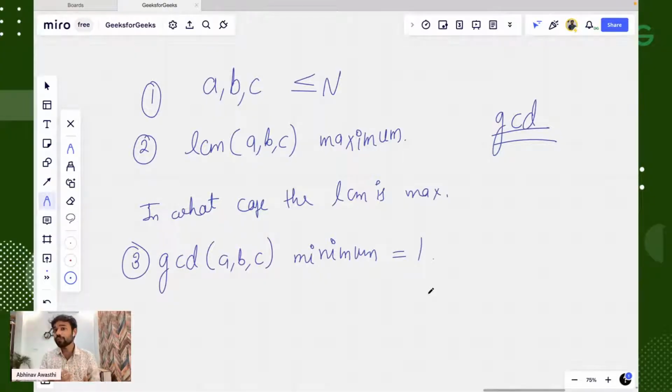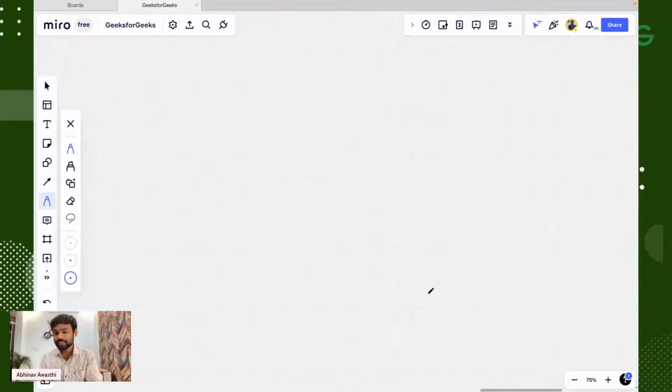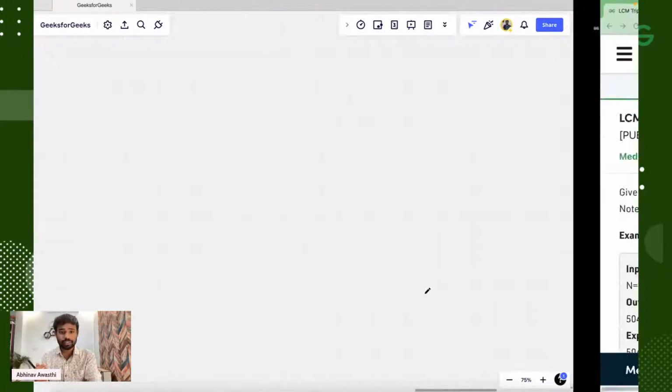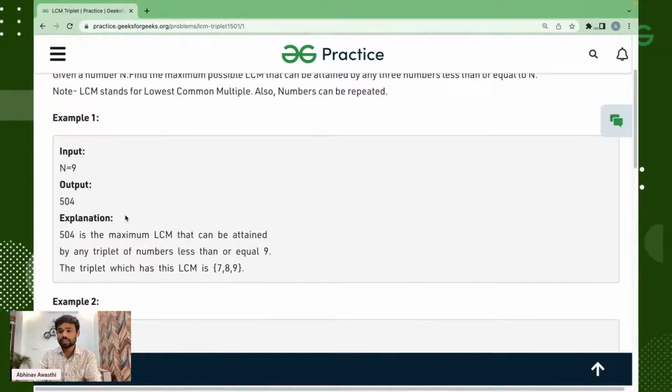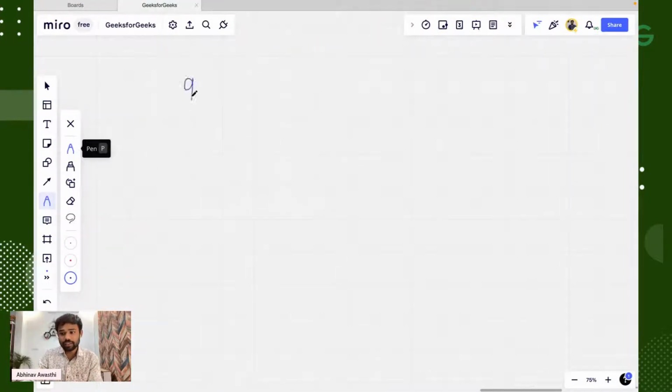Let's see what we are trying to do here. If we take the first case, which is given to us here, that is 9. Okay, 8, 9 and 7.